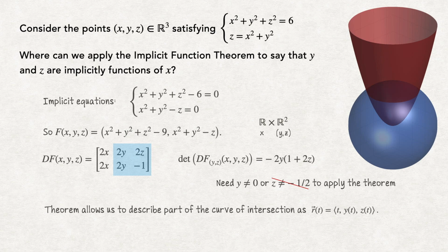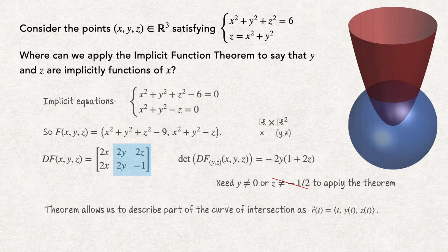So the geometry of this problem is what I really want you to take out of it. We are thinking about a one-dimensional curve in R3. So being able to think of y and z as functions of x has the right dimensionality.